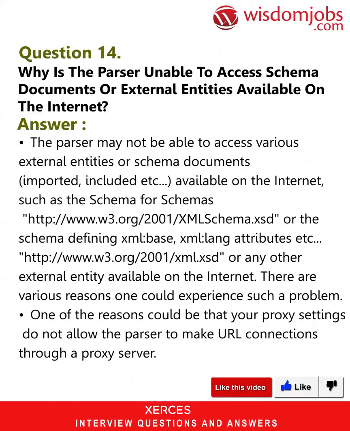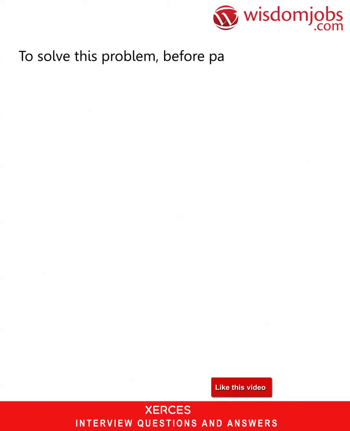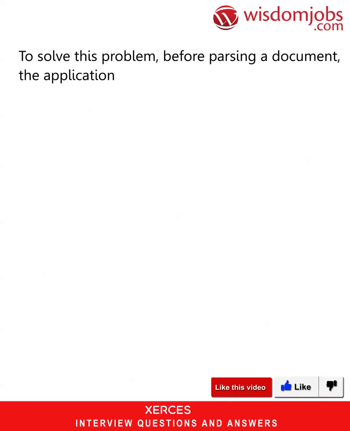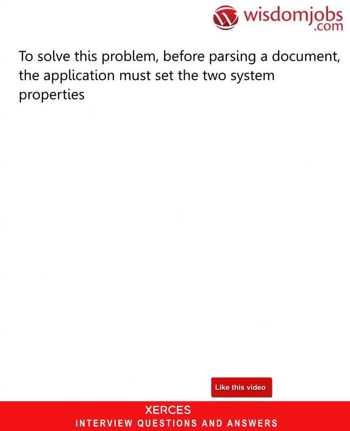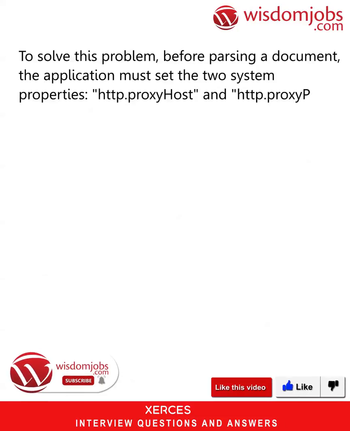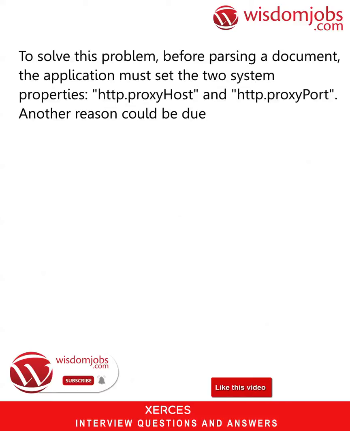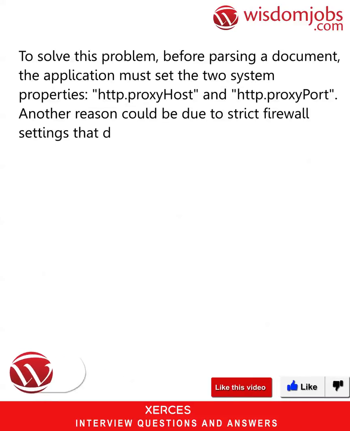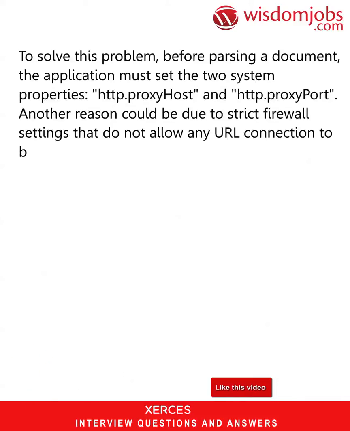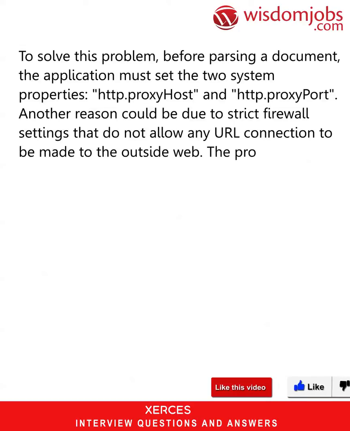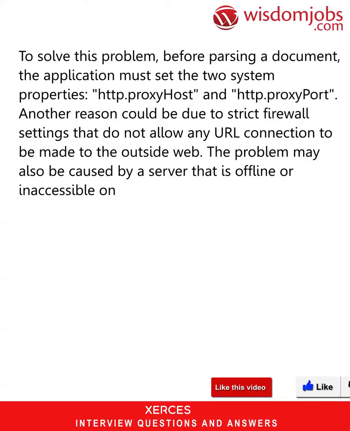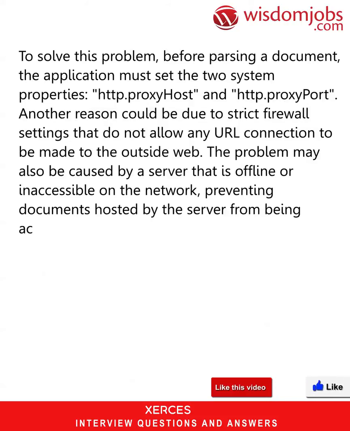a proxy server. To solve this problem, before parsing a document, the application must set the two system properties, http.proxyHost and http.proxyPort. Another reason could be due to strict firewall settings that do not allow any URL connection to be made to the outside web. The problem may also be caused by a server that is offline or inaccessible on the network, preventing documents hosted by the server from being accessed.